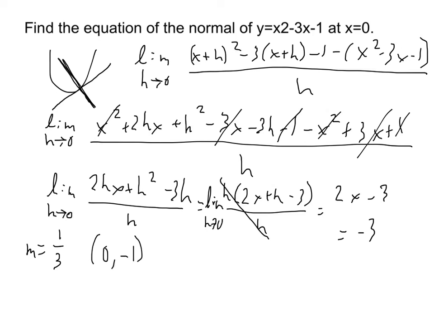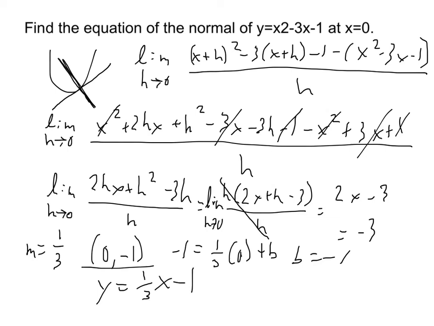So if I go y, which is negative 1, equals m, 1/3, x, which is 0, plus b. Okay, those cancel. b equals negative 1. Oh, that would have made sense. This is my y-intercept, so I could have just plugged it straight in. y equals 1/3 x minus 1. So that is the equation of the normal line.